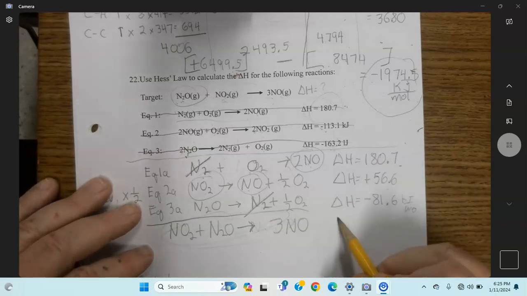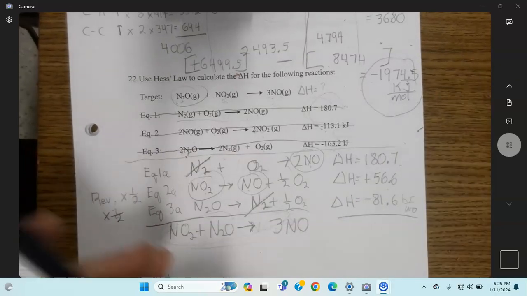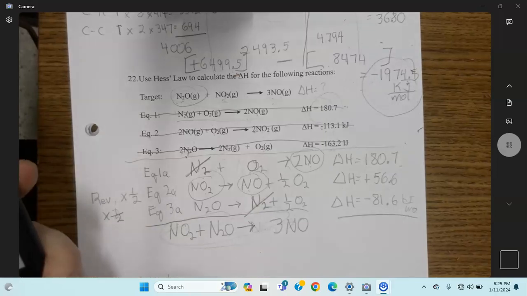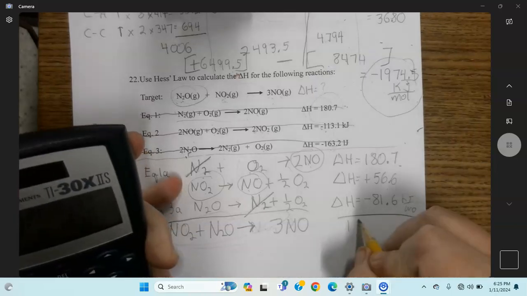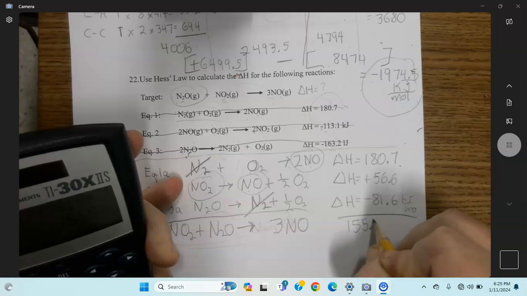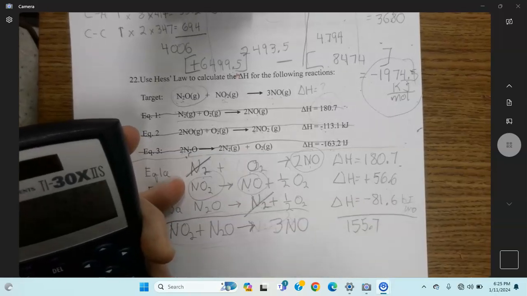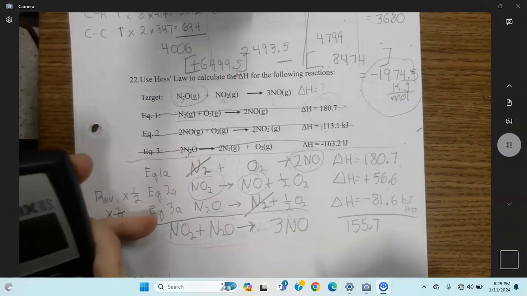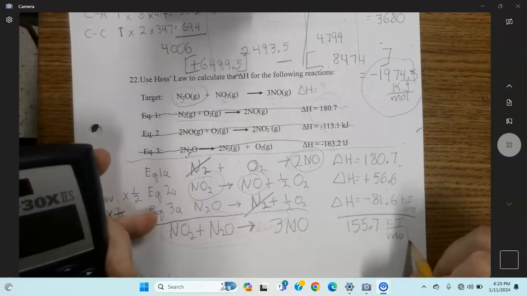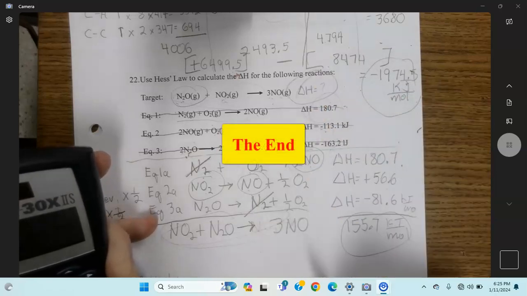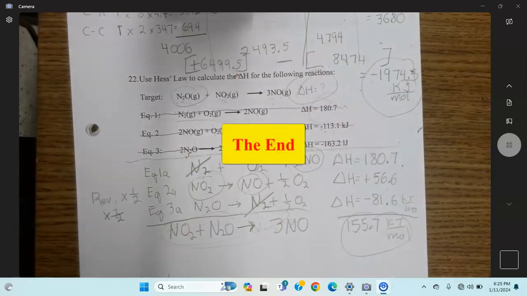So now we add all these numbers together, and we get 180.7 plus 56.6 minus 81.6, and that gives us 155.7 kilojoules per mole. So that is our final answer. That's the enthalpy that we were looking for up here, that delta H equals question mark.